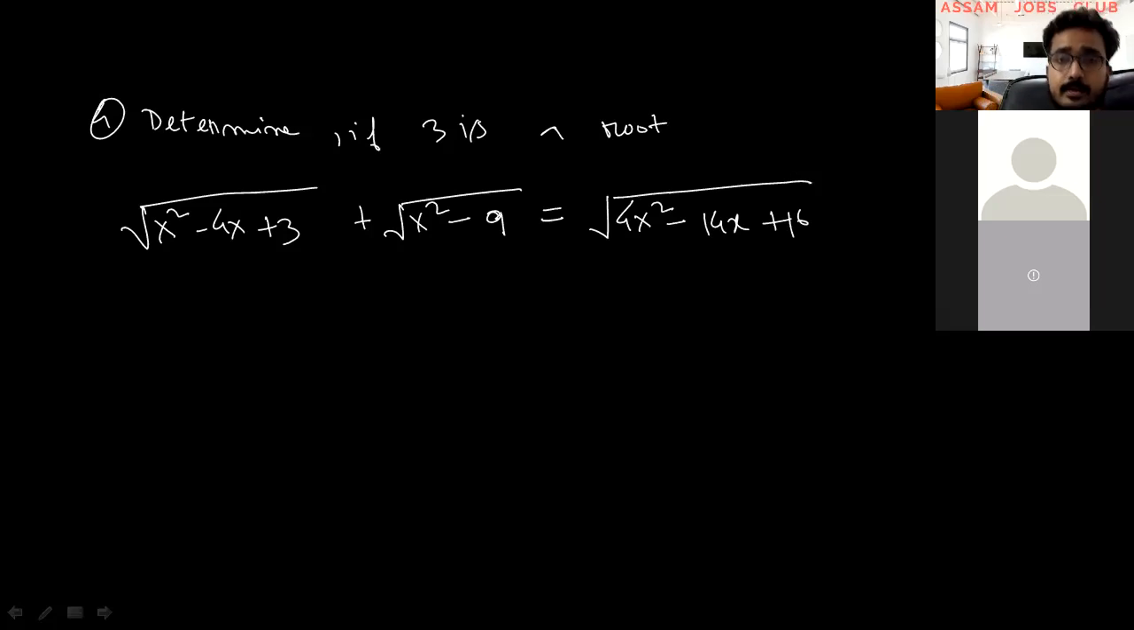So you have to find the roots of the equation. Determine if 3 is a root of the equation. Yes. That means one root is given, 3. So you have to find the another root. Yes or no? Yes. One root is given, so you have to find the another root.